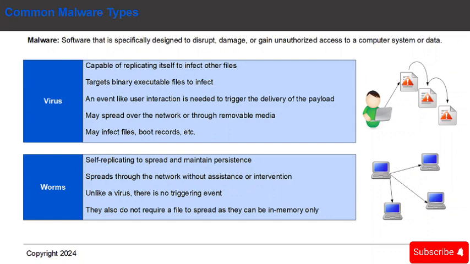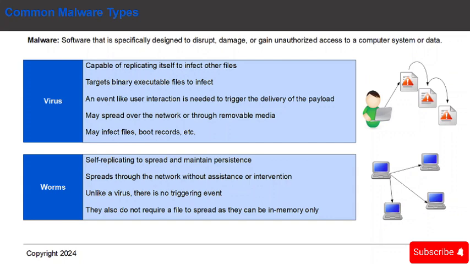Oftentimes, people just simply refer to malware as a virus. Well, a virus is a specific type of malware. It's capable of replicating itself in order to infect other files. And that's one of the key characteristics about a virus. It replicates, and it takes human interaction in order to make this replication happen. Now, viruses are typically delivered through a binary executable file that the user will click on, and that's the human interaction element of this. When the user executes the file, then the virus spreads.